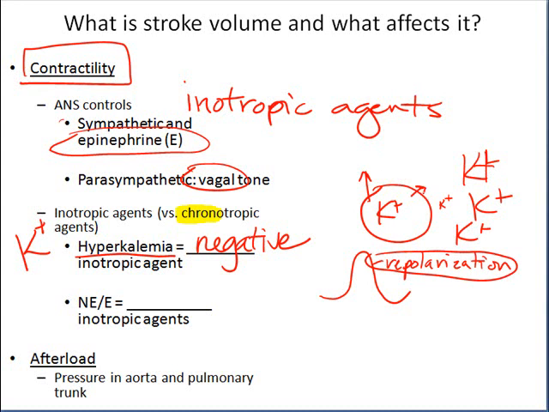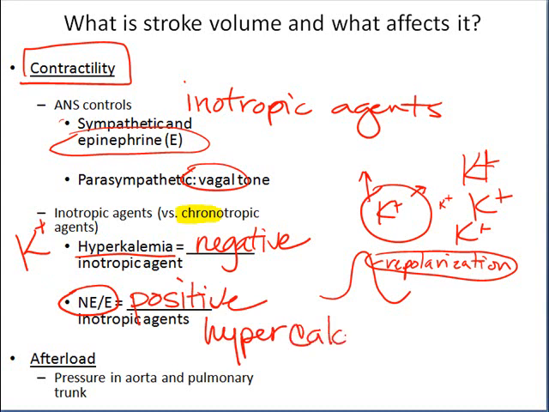Another example of an inotropic agent would be norepinephrine and epinephrine. And these are obviously released during times of fight or flight. So this is when you want to increase heart contractility. So these would be positive inotropic agents. And another positive inotropic agent would be hypercalcemia. And that is basically when you have higher than normal levels of calcium present in the blood.